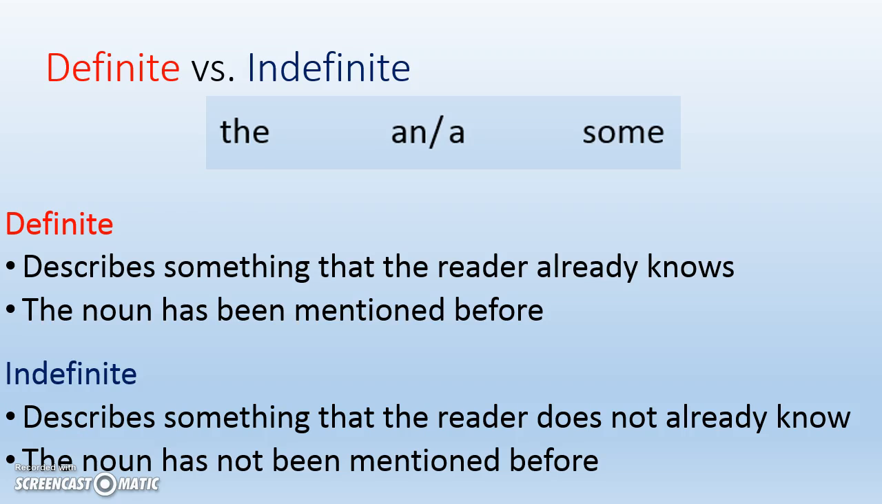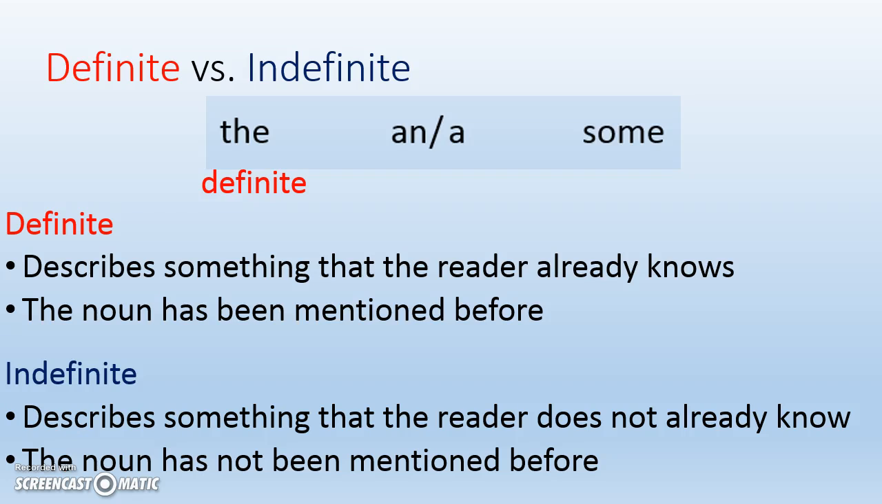In this slide, I will discuss definite versus indefinite articles. Definite articles describe something that the reader already knows. The noun has already been mentioned before in the writing. Definite articles are clear. The is a definite article.